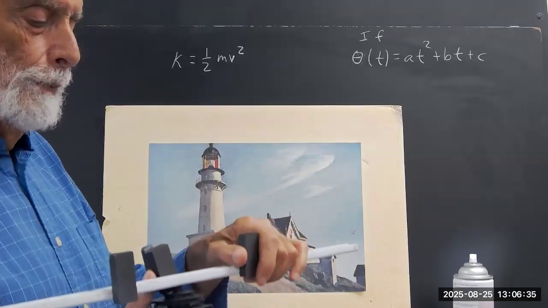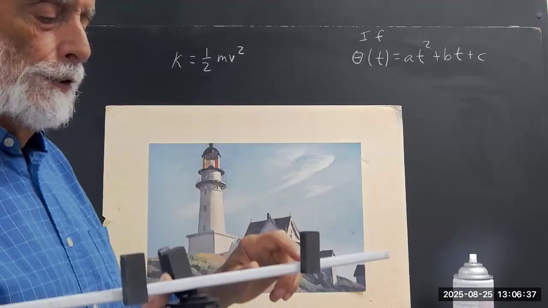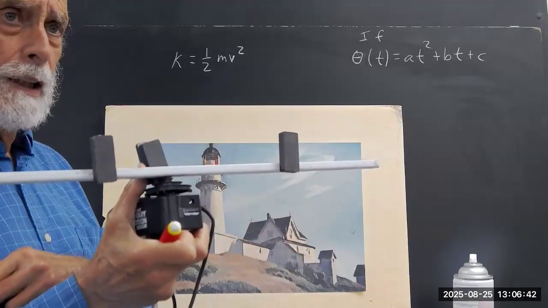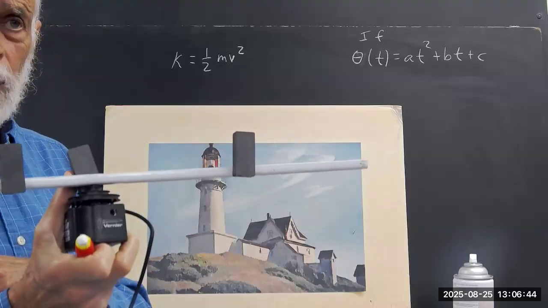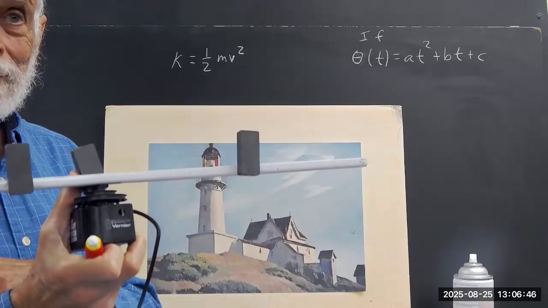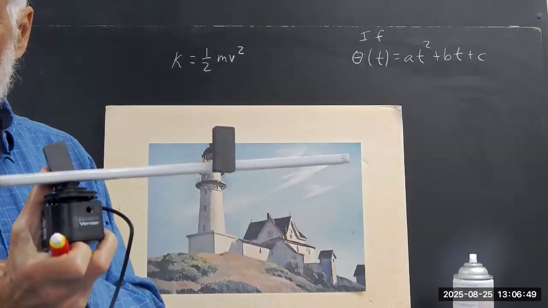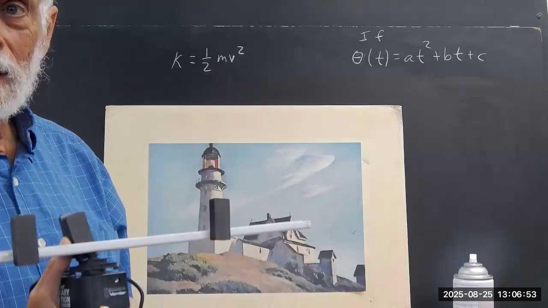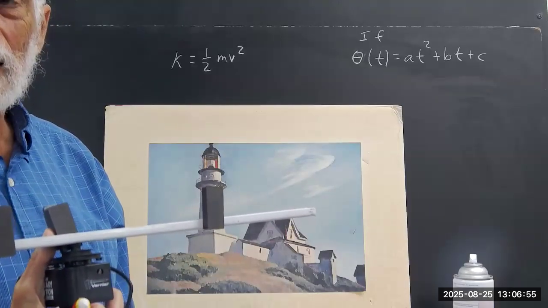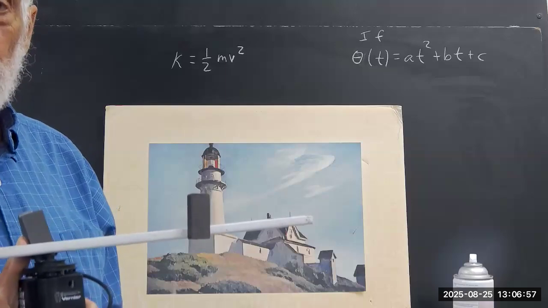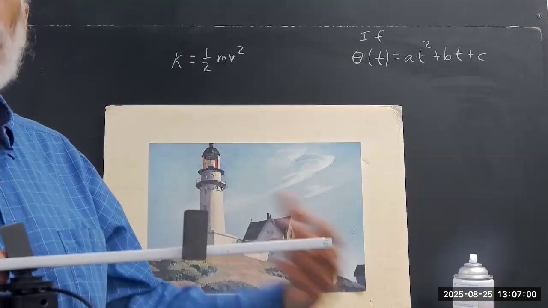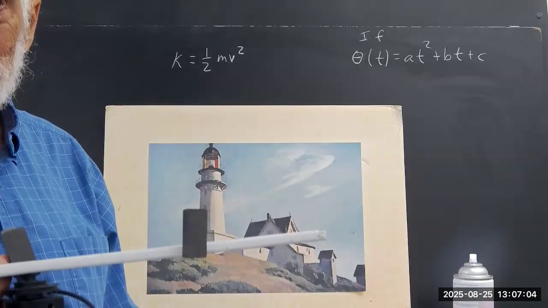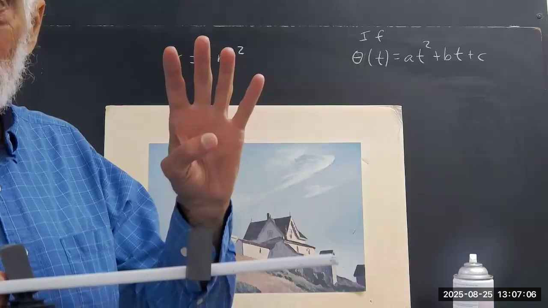If this one is out here twice as far from the center as this one, how many times as much kinetic energy is it going to have? Just hold up fingers. Everybody's saying twice. What happens to v in this equation? It gets squared. So if you square something that's twice as big, how many times bigger is the result? It's 4 times as big.